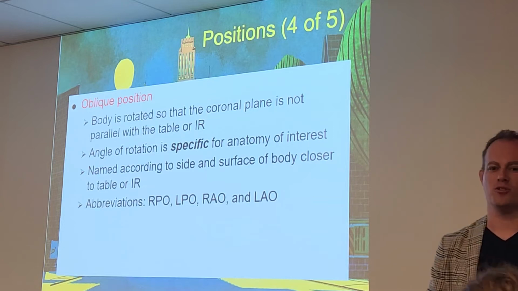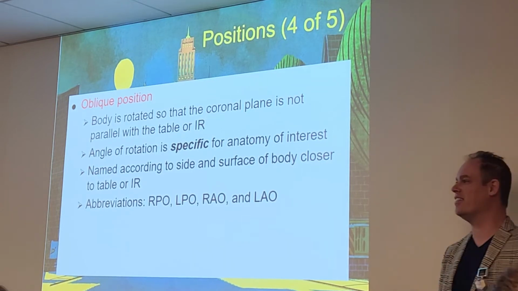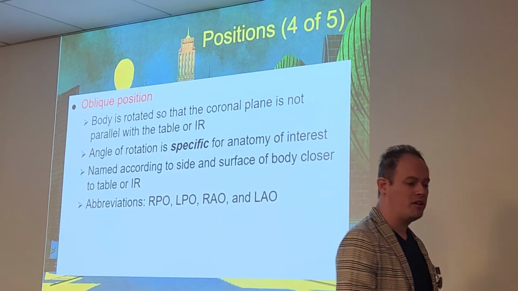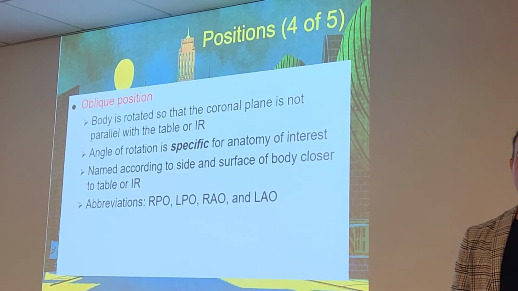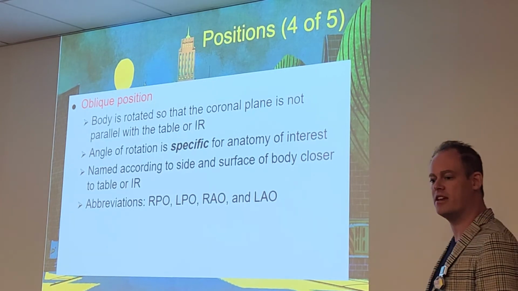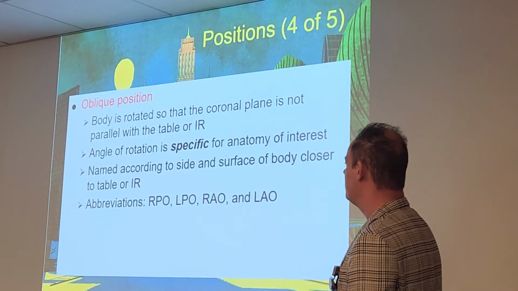Now let's get to those nasty obliques. All right, they're not that bad, guys. When we specify an oblique, we're specifying the positions now. We use four abbreviations down here on the bottom, and we're going to name it according to the side or the surface closest to the IR, whether we're talking about the table or the wall Bucky.